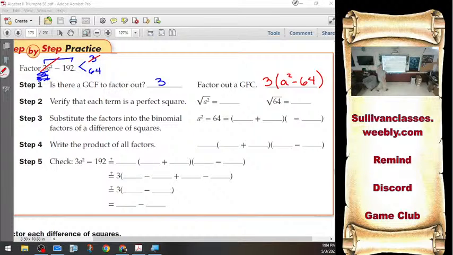Now, isn't that a perfect square? Little 1 in front of it. The square root of a squared is just a. Isn't that a perfect square? What's the square root of 64? 8. So I have this magical pair here of plus 8, minus 8. A plus 8, a minus 8. And I don't know why they don't have a blank there for you, but it is a.